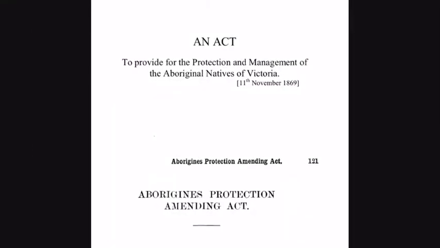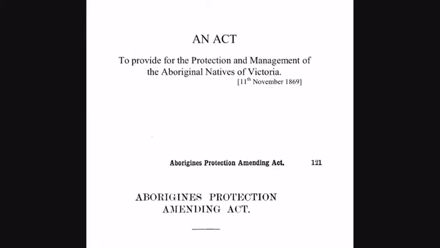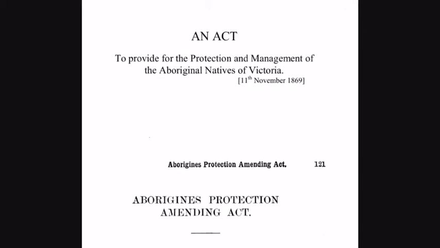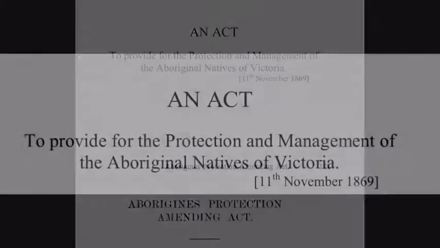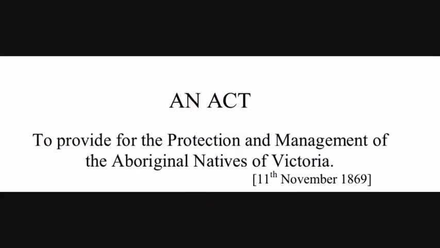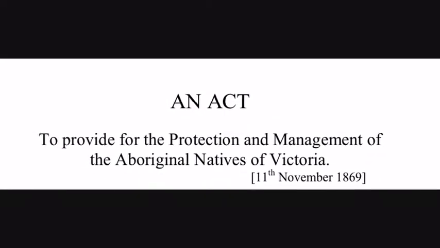In order to control procreation, the Aboriginal Protection Board created two acts. One was enacted in 1869, while the other in 1915. The first one was established in 1869. It was called the Aboriginal Protection Act.